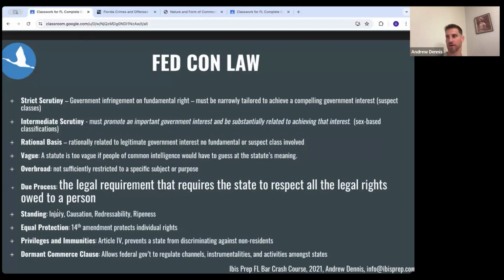So there's procedural and substantive due process. Procedural due process is notice and hearing. Substantive due process is that they're not depriving you of your rights. Equal protection is when a specific class is being targeted or discriminated against.